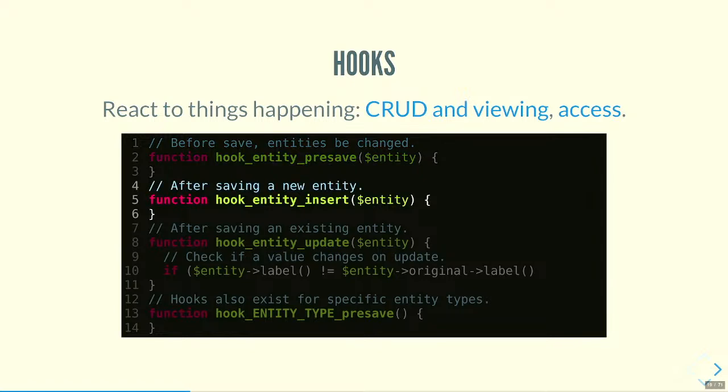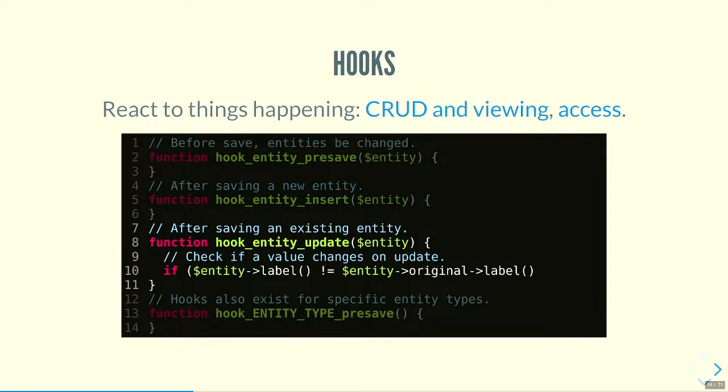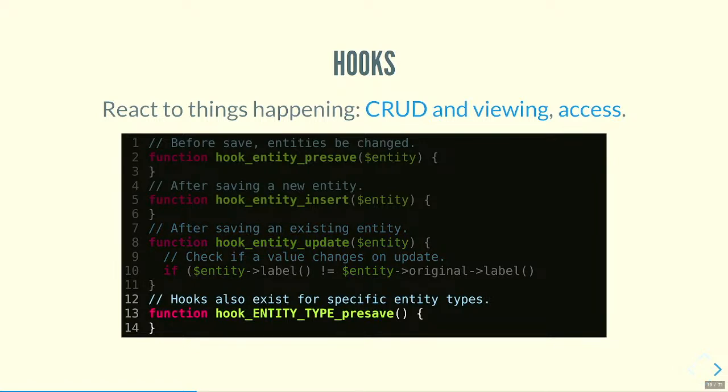If you do stuff after, then you have insert or update to work with. On update, you have the special original property. So if you want to check, for example, if the entity has been published before and no longer is, you can compare that. Or if the label changed, for example, you can use the original property. And you can also use entity-specific hooks. So all of these also always exist. So if you want to work just with nodes, you can do hook node pre-save, and then node, and you don't need to check the entity type on them.